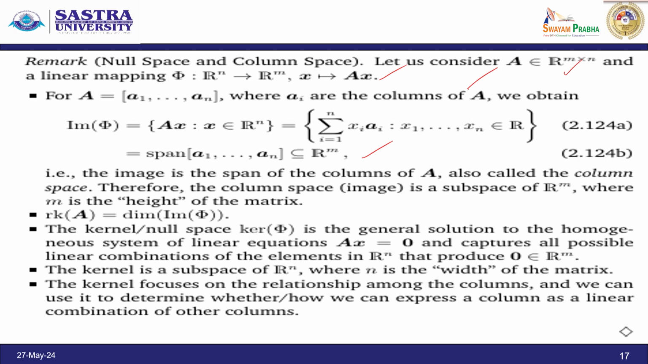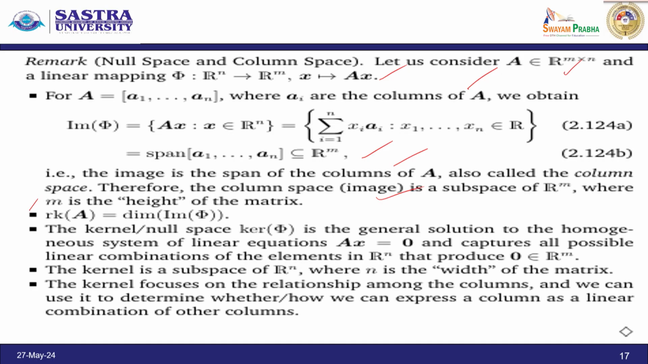So, the image is the span of the columns of A, also called the column space. Therefore, the column space is a subspace of R power m, where m is the height of the matrix. Therefore, the rank of A equals the dimension of the image of phi.